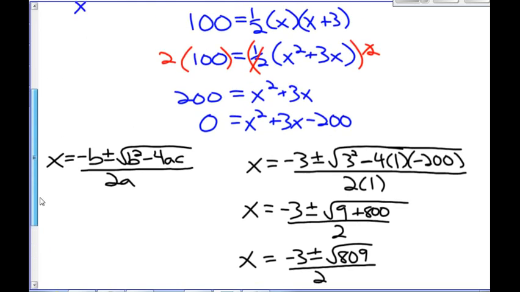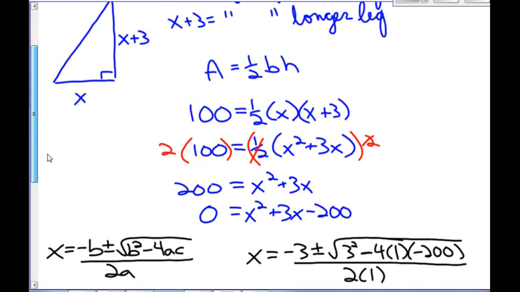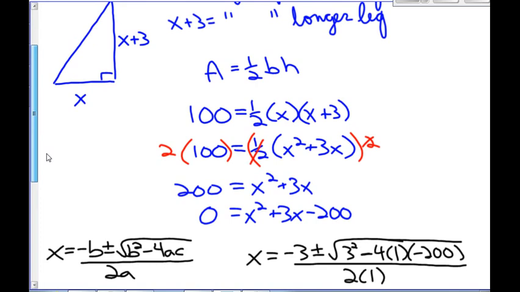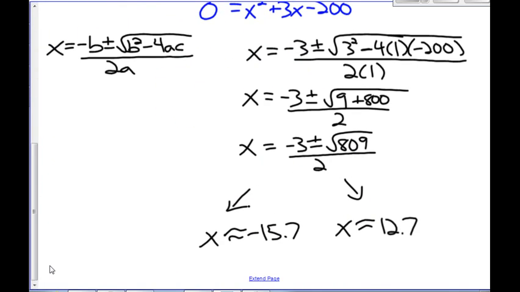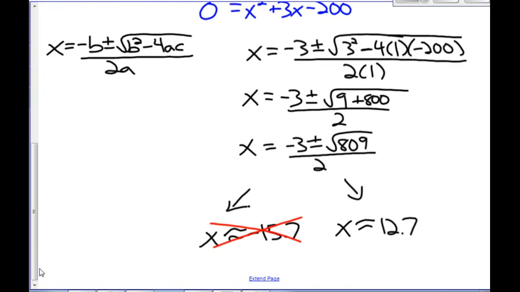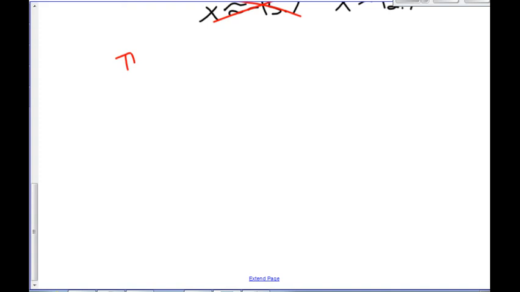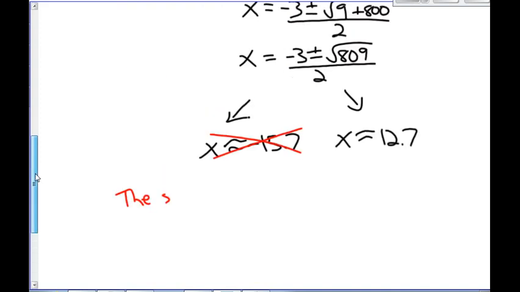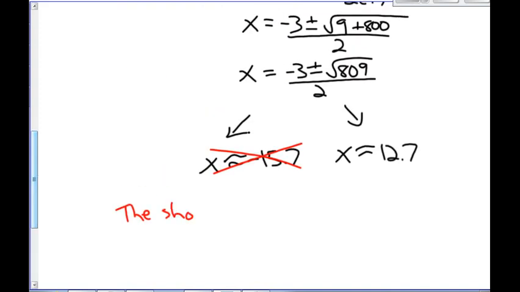Now let's take a look at the question. Have you ever met a triangle with a side length of negative 15? Probably not. This doesn't make sense in the context of the question. So now we found x is 12.7. Let's go back and see what x was. X was the shorter leg. The shorter leg is 12.7 centimeters.